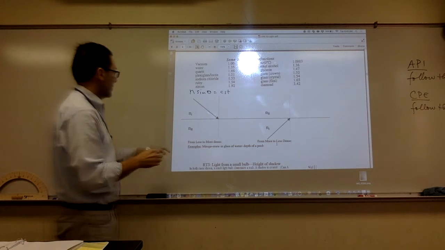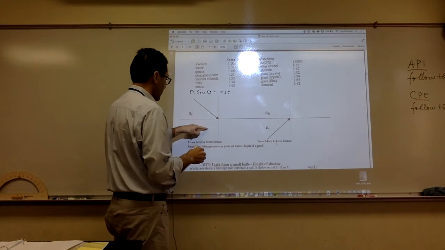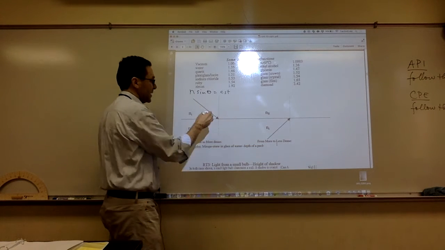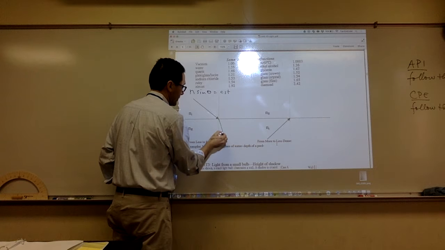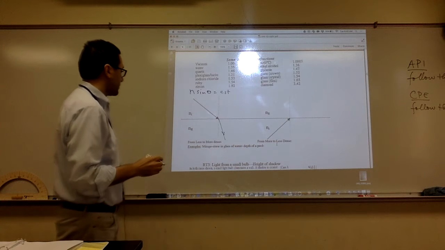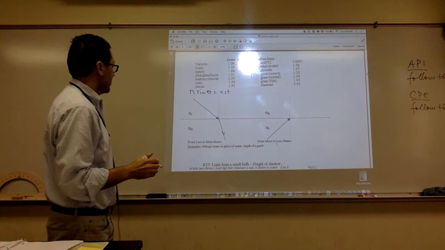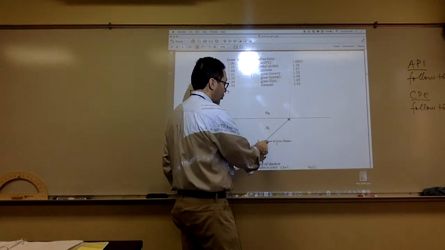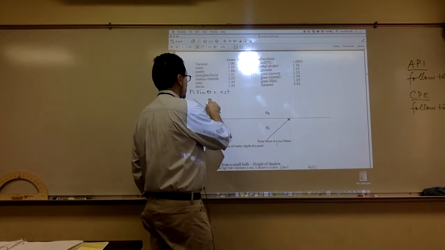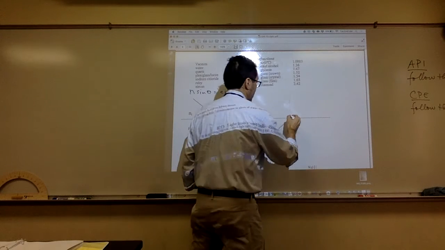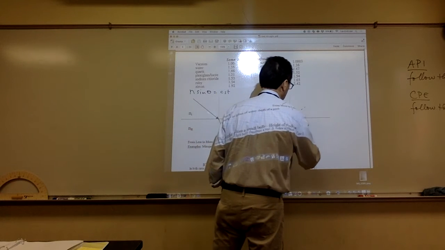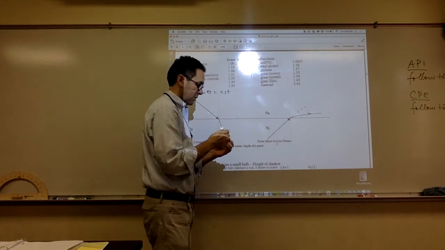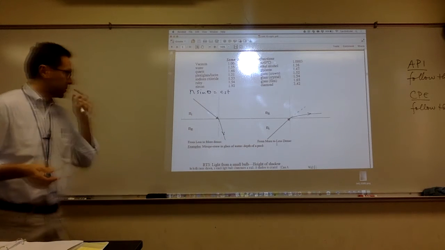Okay, so if we're going from less dense to more dense, it means n goes up, so the angle has to go down. Or you can also look at it as you're slowing down here. In here, you're going from more dense to less dense, so n drops, so the angle has to get bigger. So instead of going straight like that, you bend away from the normal. And everything has to be done with respect to the normal.